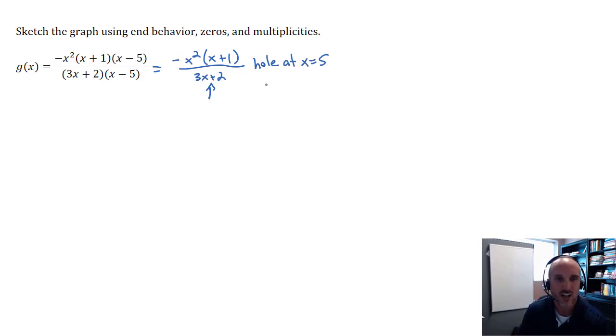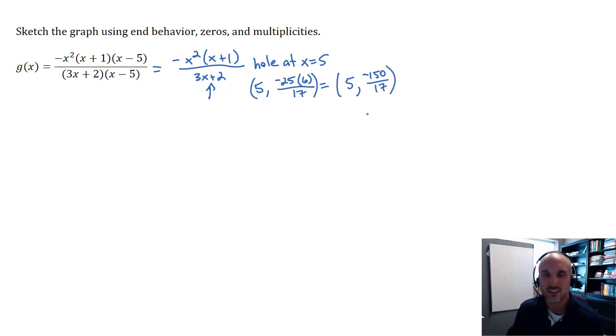So if x is 5, we get the ordered pair 5, comma, the y value: negative 5 squared is 25, so we get negative 25 times 5 plus 1 is 6, over 3 times 5 is 15 plus 2 is 17. So we get a hole in our graph at the ordered pair 5, comma, negative 150/17. And honestly, I don't really care what the value is. I like to know that it's a negative number. Okay, that might help us out later on.